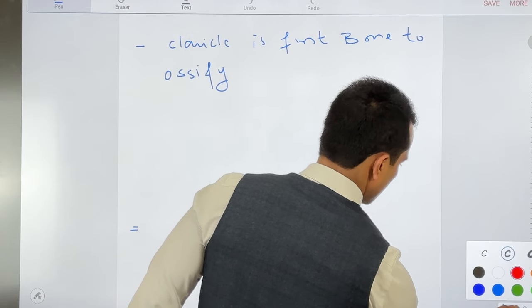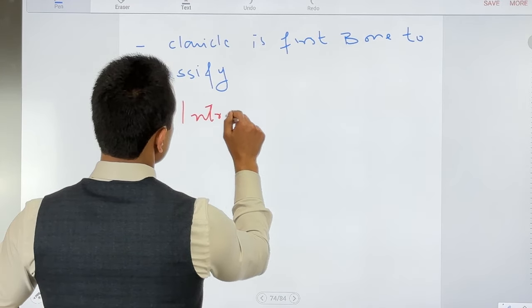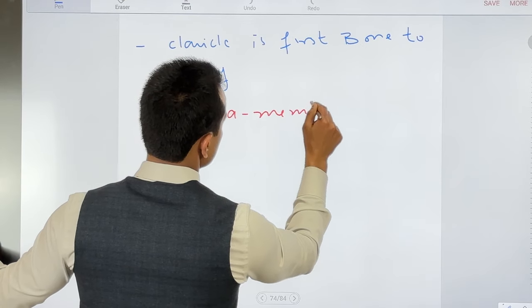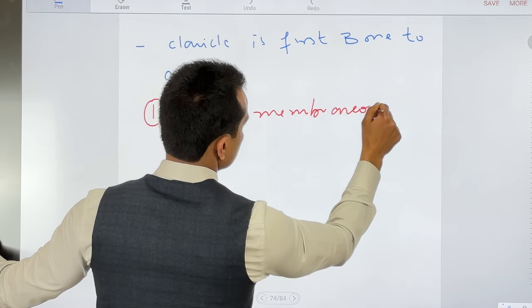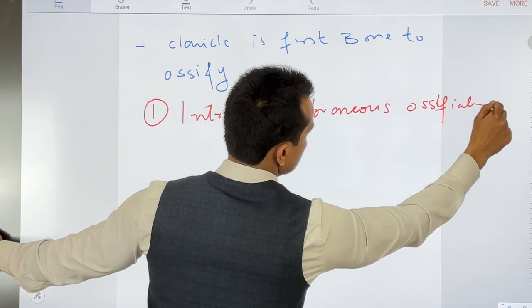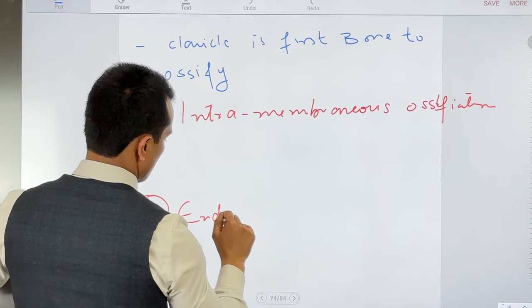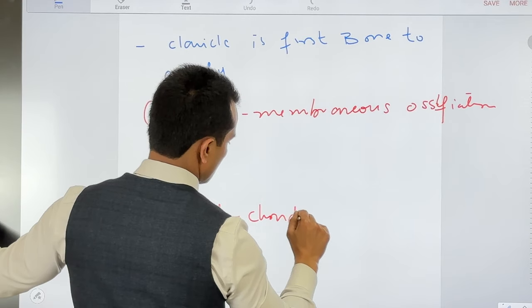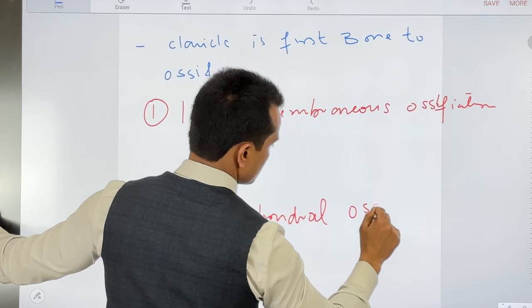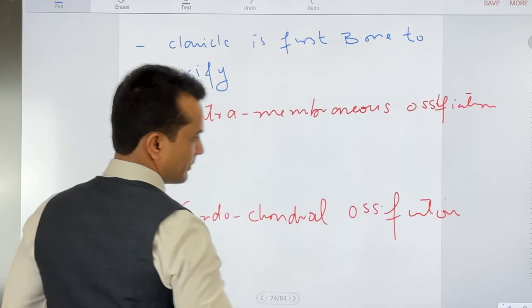One is the intramembranous ossification, and the second is endochondral ossification. What is intramembranous ossification?